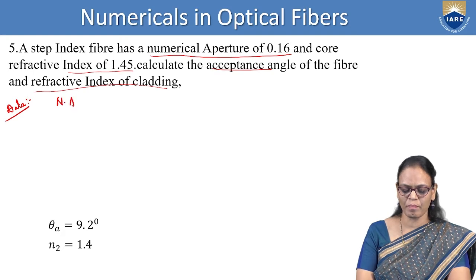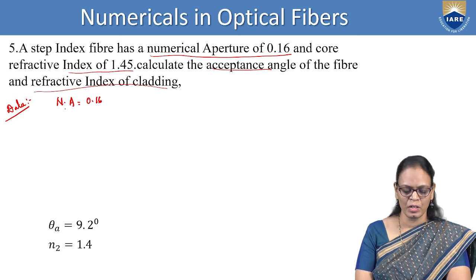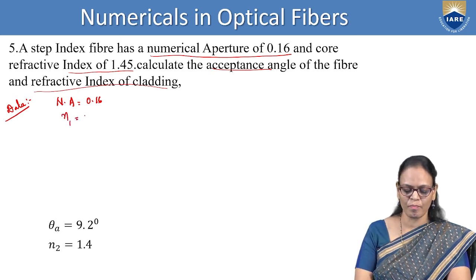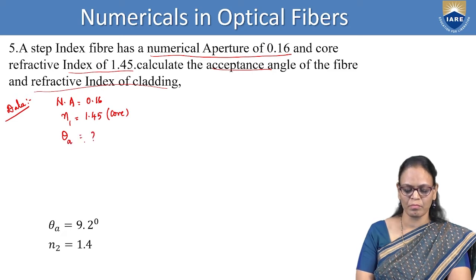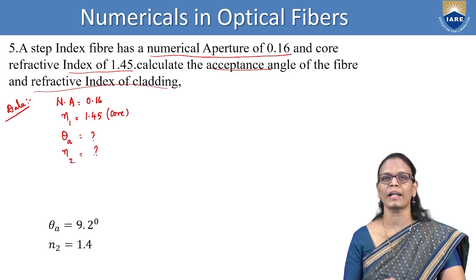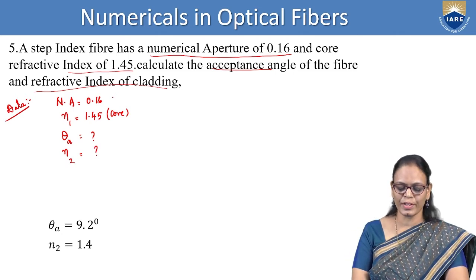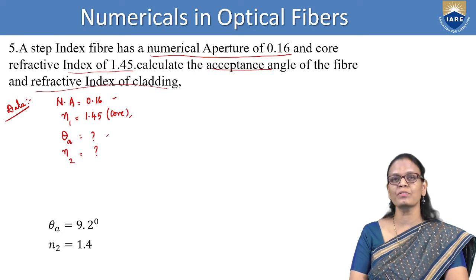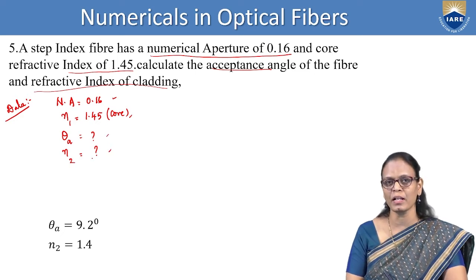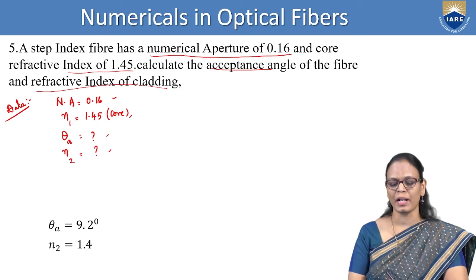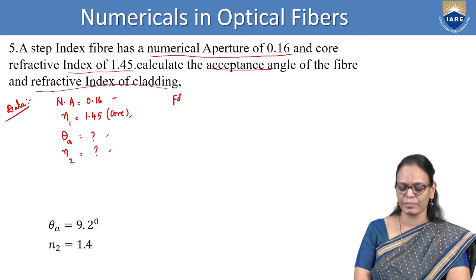Numerical aperture 0.16. Refractive index of the core 1.45. So this is for core. We have to calculate theta A and also we have to find N2, that is the refractive index of the cladding. So two quantities are given and we have to find two quantities, theta A acceptance angle and N2 the refractive index of the cladding. So let us write the formula.